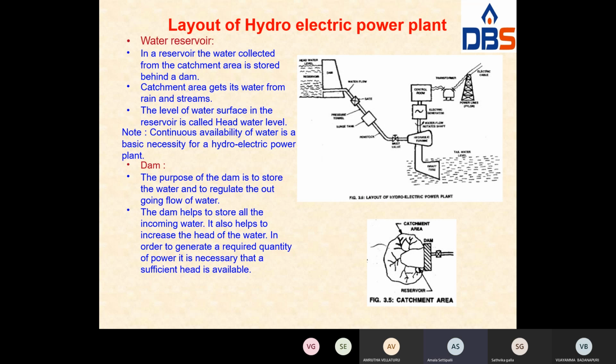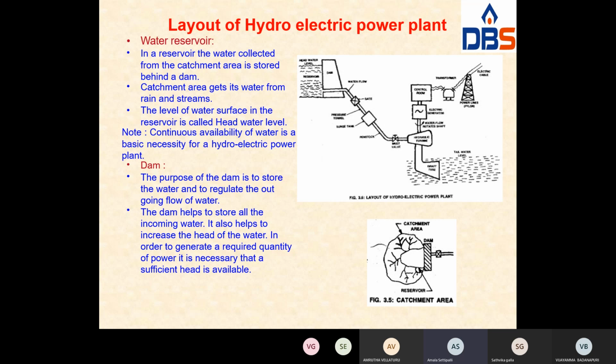Okay. Dam. The purpose of the dam is... catchment area. So this is the catchment area, this is the dam. The purpose of the dam is to store the water and to regulate the outgoing flow of water. That means the dam's purpose is nothing but to store the water and regulate the outgoing flow of water. Whenever you want the water, at that time the water will flow from the dam.